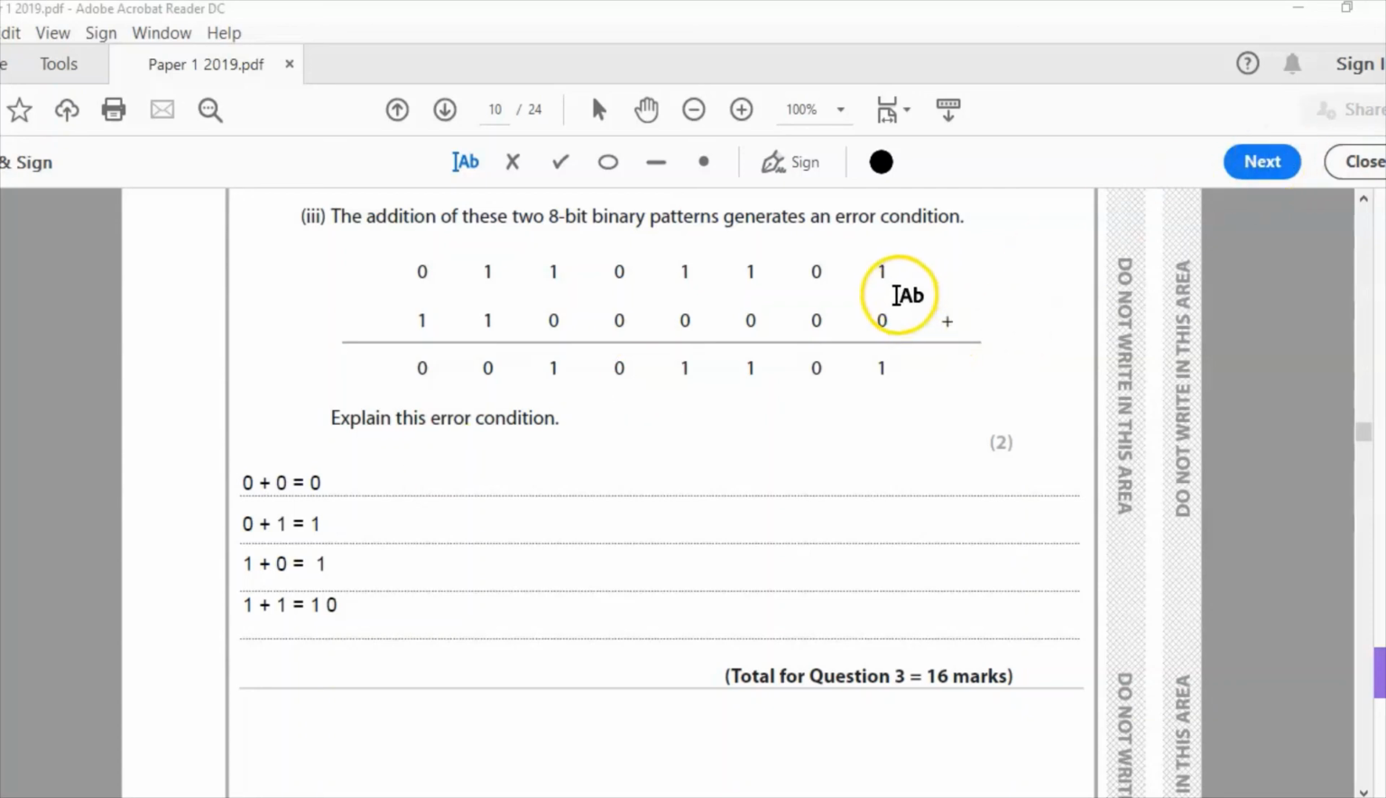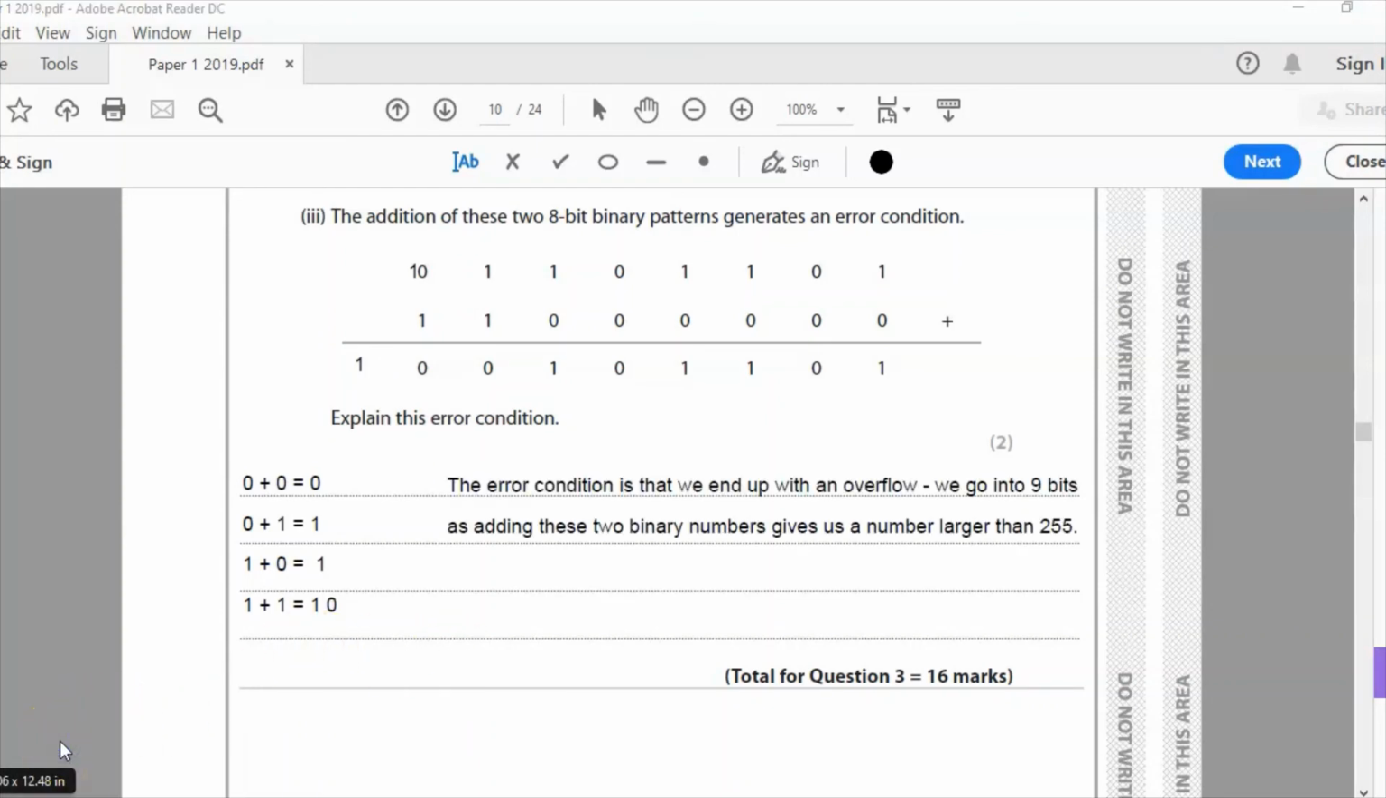If we look through this, 1 plus 0 is 1, 0 plus 0 is 0, and so on all the way through. Now, 1 plus 1 is 10, so the 1 would be carried across there. Because I'm carrying the 1 across, it'd be 1 plus 1, which is 10. So in actual fact, there would be an extra 1 there. And that is an overflow because it goes into 9 bits. So the error condition here is that we end up with an overflow. We go into 9 bits, as adding these two binary numbers gives us a number larger than 255. If you remember, after 128, the next number is 256. We'd go into the ninth column, which is 256. So it would be a number larger than 255. And that is the answer for 2 marks to that question.